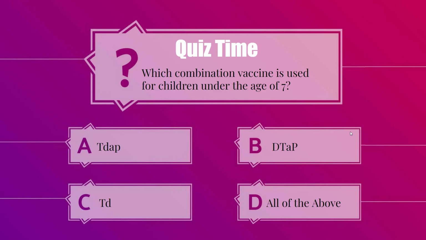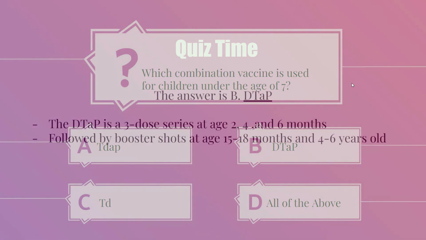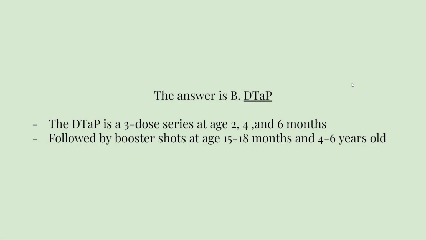Our question to you now is, which combination vaccine is used for children under the age of 7? Is it A, the Tdap vaccine, B, the DTaP vaccine, C, the TD vaccine, or D, all the above? The correct answer is B, the DTaP vaccine. The DTaP is a 3-dose series at age 2, 4, and 6 months, followed by booster shots at age 15, 18 months, and 4 to 6 years old.